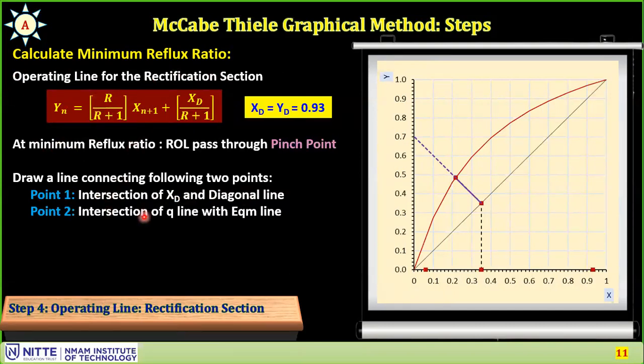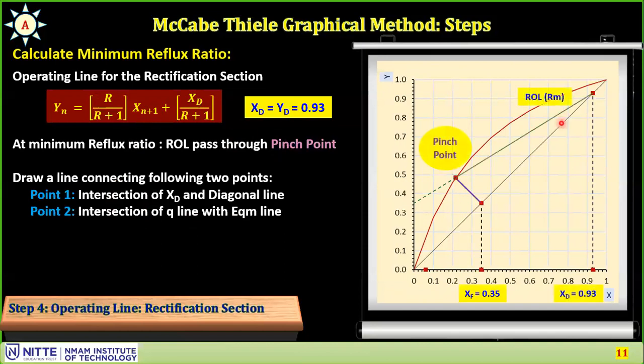So that is one point. Another point is the pinch point. So let's see what that is. This is xd on the diagonal line, point number 1. Point number 2 is called the pinch point. What is this pinch point? It is the intersection point of the Q line and the equilibrium line. The equilibrium line and the Q line intersect at a point, and that point is called the pinch point.